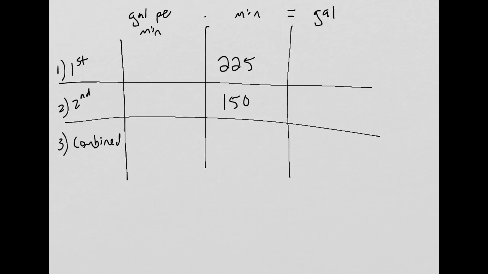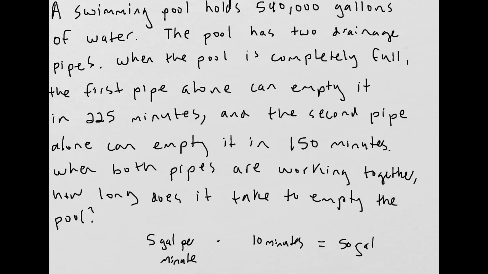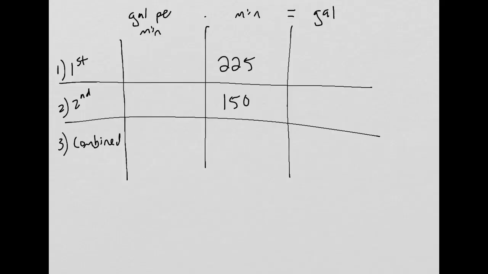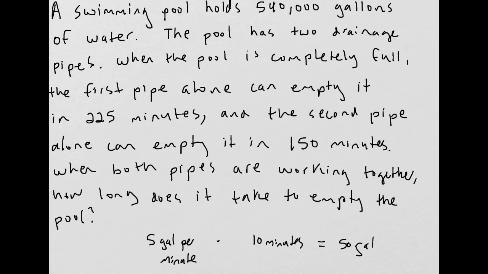And what do they mean when they say drain the pool? Well, they mean drain all the water, so that means 540,000 gallons. So after 225 minutes, the first pipe would drain all 540,000 gallons. Likewise, the second pipe in 150 minutes would drain all 540,000 gallons. So what we're looking for, if we look at the question, is how long does it take to empty the pool if both pipes are working together?